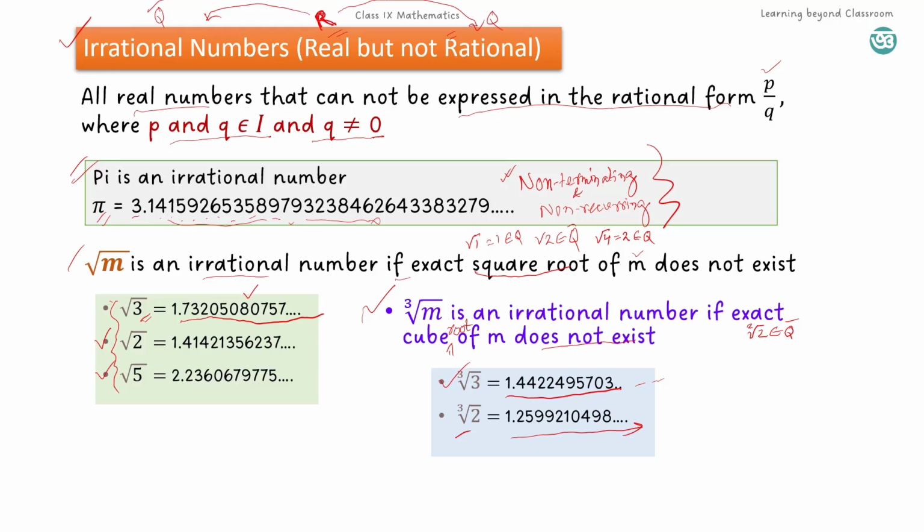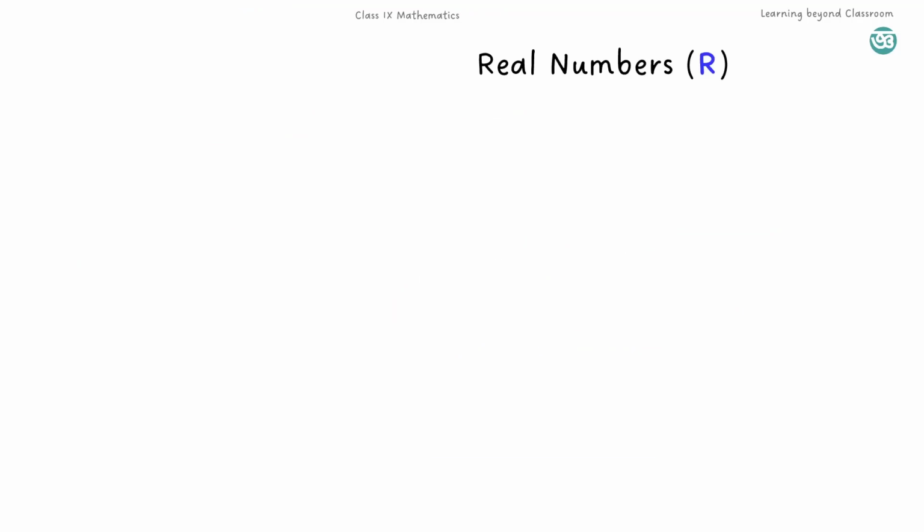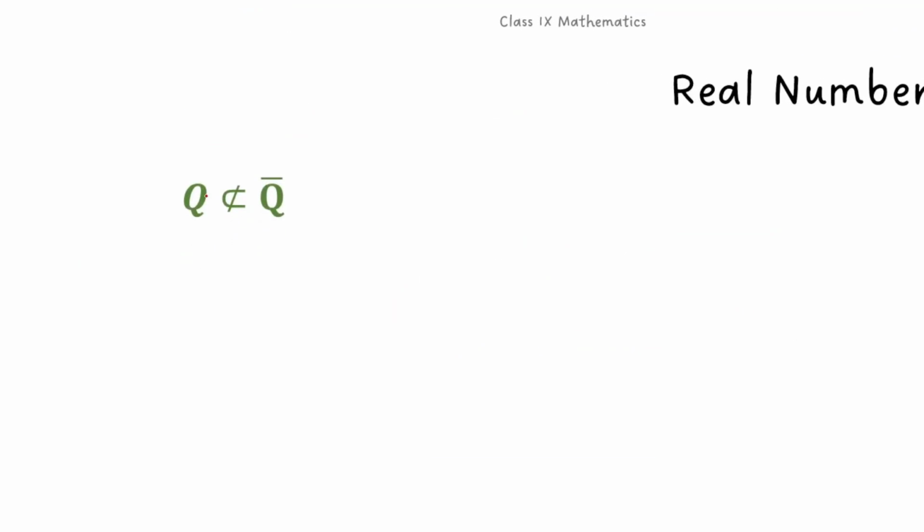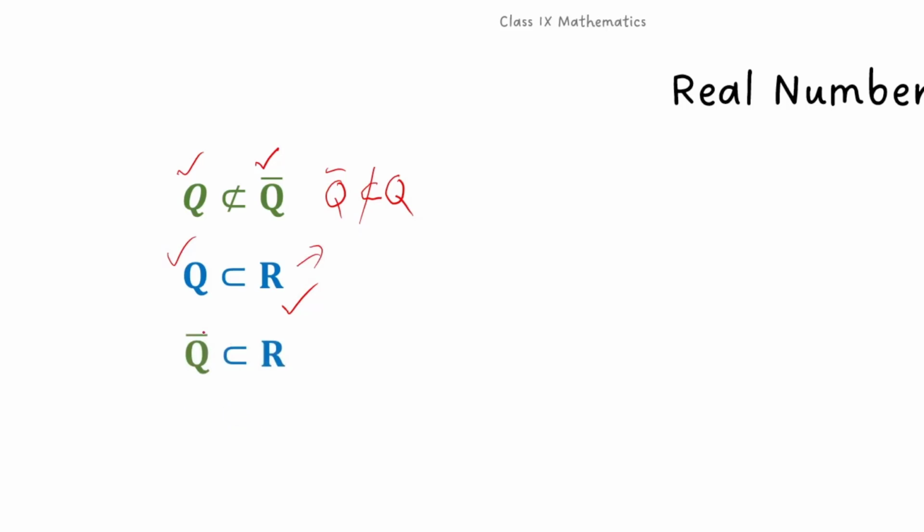But remember, these numbers can be represented on the number line. So till now we get that rational number is not a subset of irrational numbers, and also irrational number is not a subset of rational numbers, but rational number is a proper subset of real number. Also, irrational number is a proper subset of real number. And if we consider both, the union of rational and irrational numbers is the real numbers. Combining both rational and irrational, we get the set of real numbers.